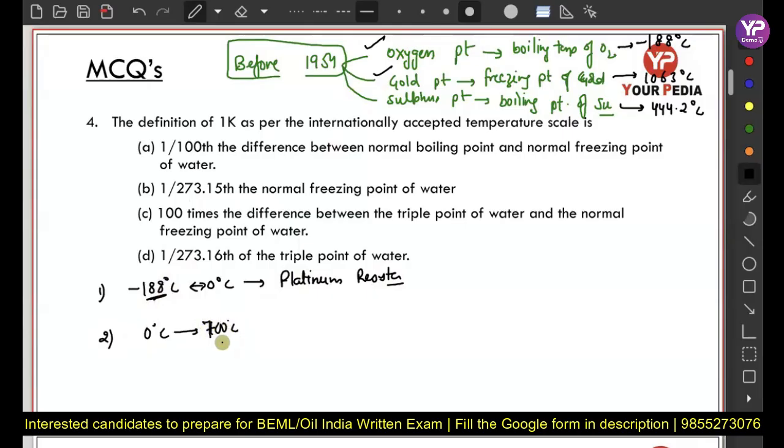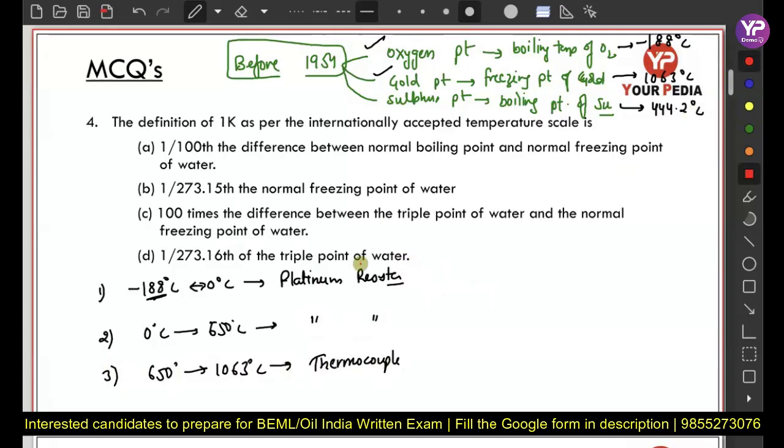From 0 degrees Celsius to 650 degrees Celsius, the thermometer which we use is again a platinum resistance based thermometer. Then from 650 degrees Celsius up to the freezing point of gold, that is 1063 degrees Celsius, the thermometer which we use is the thermocouple. So these are the thermometers which we use for the different temperature ranges.